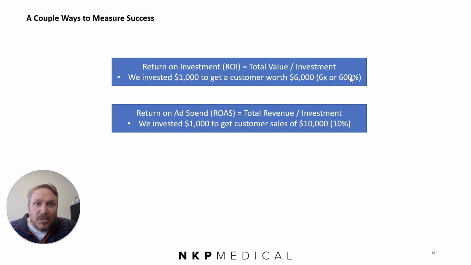As long as you're able to get those clients that are worth $6,000 by spending $1,000 per client, you should be willing to do that over and over and over again. A different way to measure it is by looking at how much revenue each dollar of ad spend is generating. This is simply looking at the total revenue of the client. So let's say the Brazilian butt lift client has $10,000 of revenue and you invested $1,000 to get that client. That would be a 10x return on ad spend. It's basically your total revenue divided by your investment in advertising.